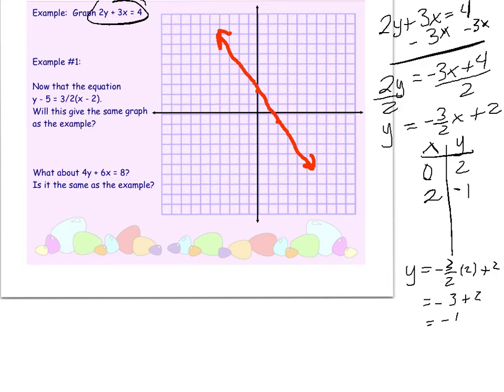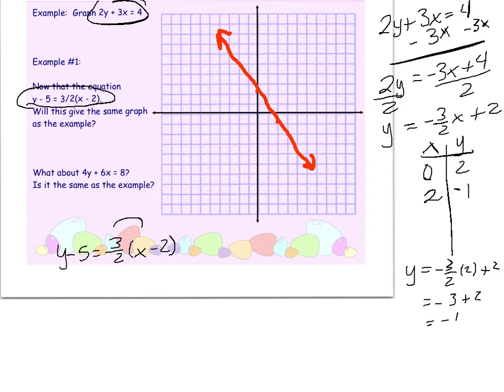Now let's check this against some other functions to see if these are the same lines. Now we have this equation: y minus 5 equals 3 halves times x minus 2. And I want to check and see, will this equation here give me the same graph as this other one? Well, if I want to compare equations, I just solve for y every time.